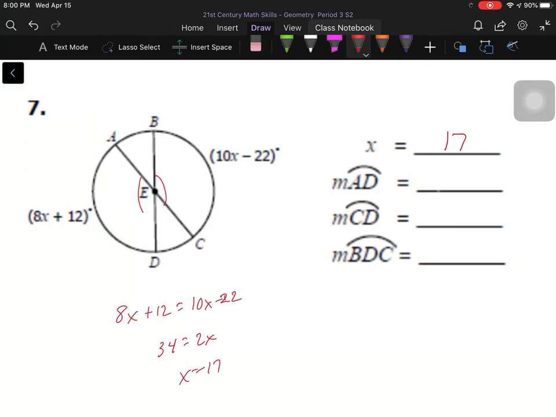8 times 17 plus 12, that's 148. CD is going to be 180 minus that. So that's going to give me 32. BDC, so that's going to be 180. B to D is 180 plus another 32. So 212.